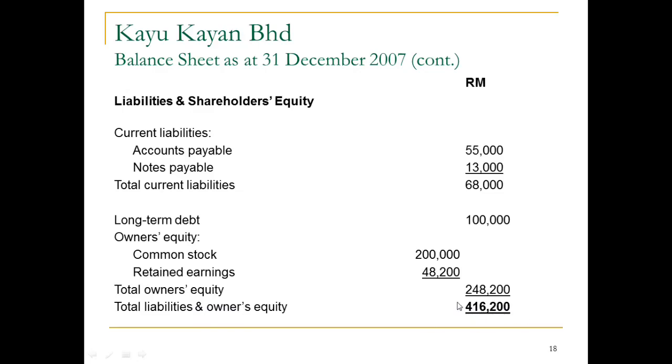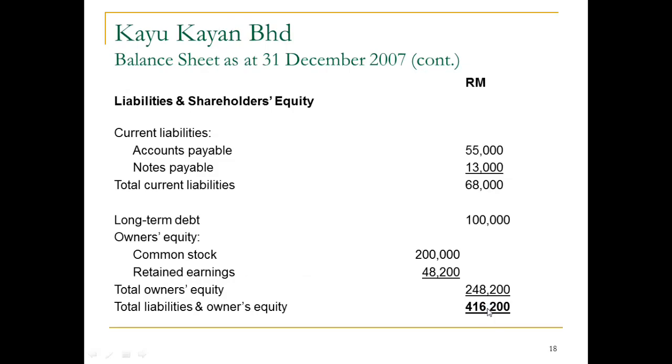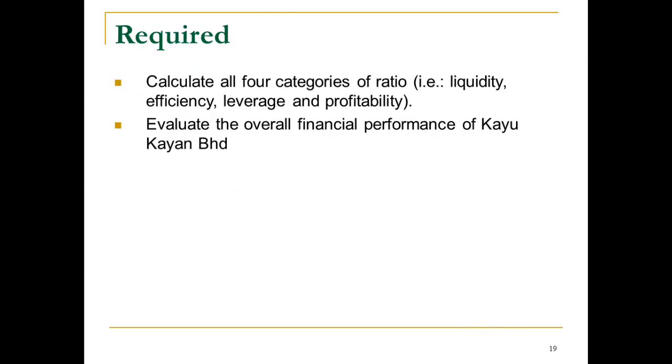416,200 ringgit. If you look at this figure and compare it with the total asset, the total asset also has the same figure, which tallies to the liabilities and owner's equity, which is 416,200. So normally a balance sheet will have a balance figure between assets and also liabilities.